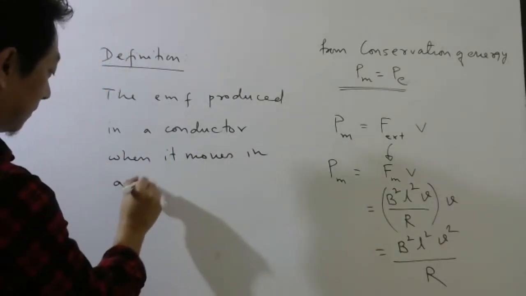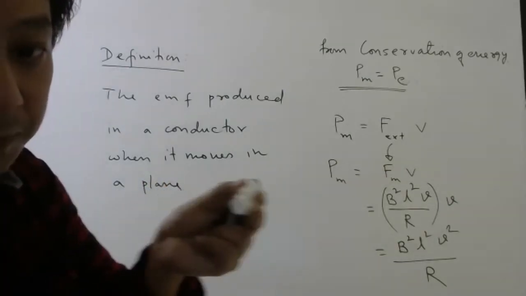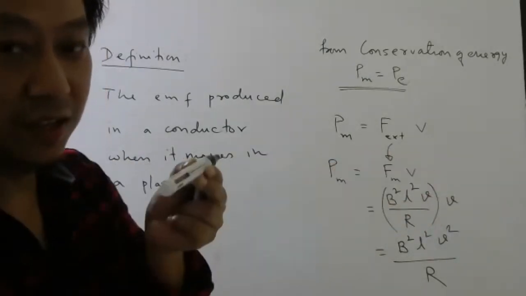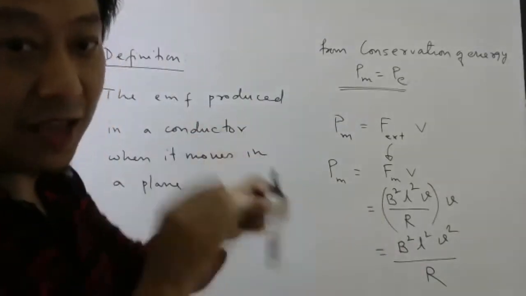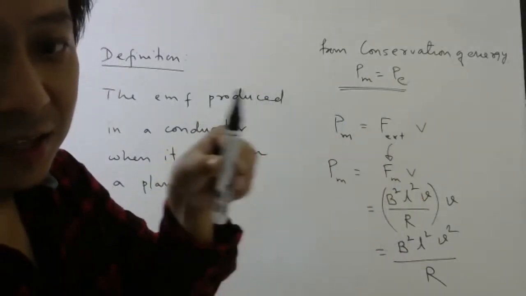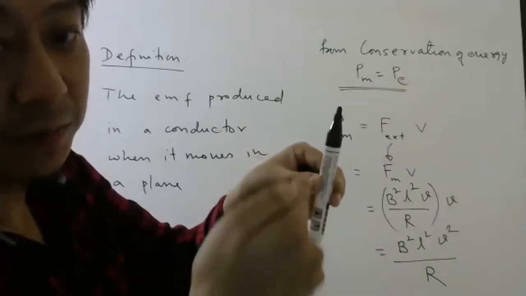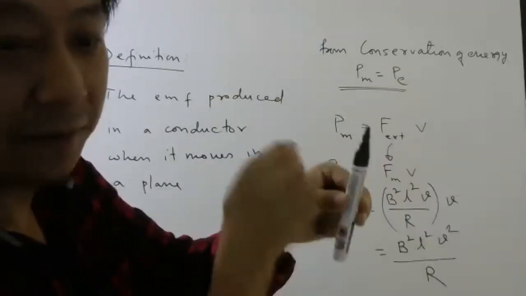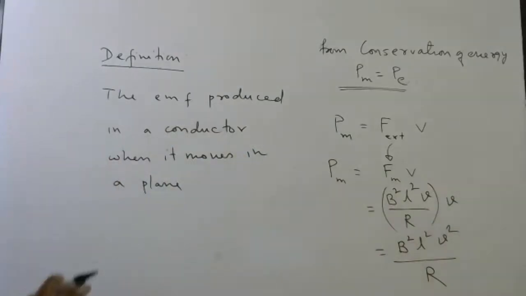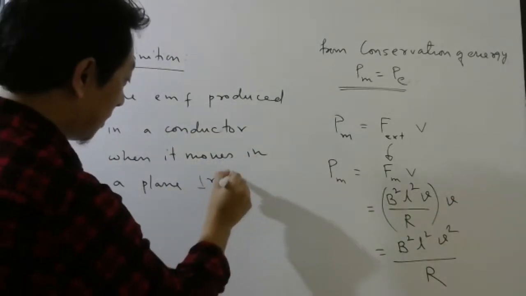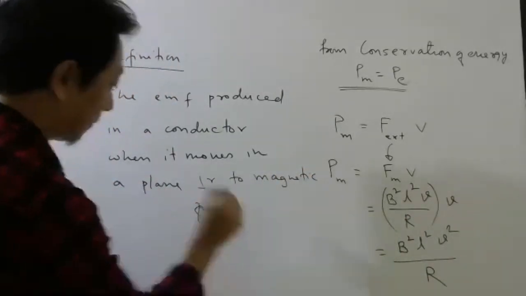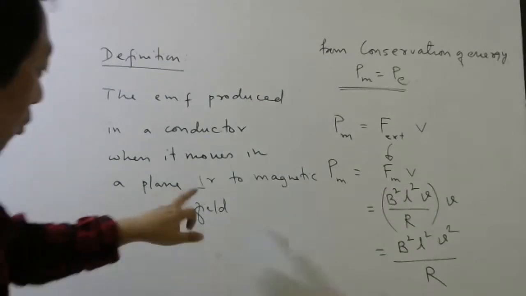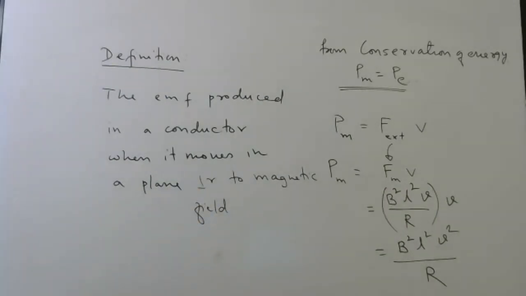in a plane. See, when it moves in a plane, this plane it is moving. When it moves in a plane perpendicular to the magnetic field. In my diagram, the rod was moving like this, so this was the plane and the magnetic field was perpendicular to the plane. Again, try not to use such symbols in exams. Some teachers do not like it. Unnecessarily, you will lose marks.